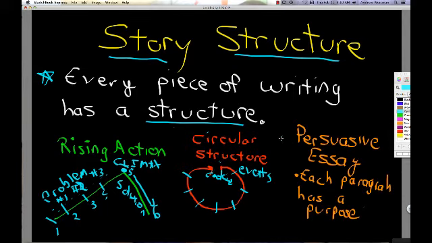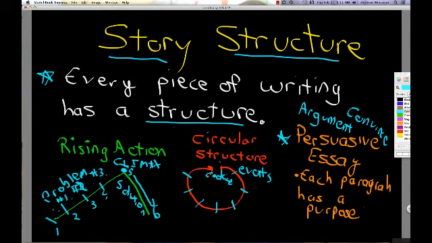A third type of writing is persuasive writing. So persuasive, you're trying to convince somebody of something. Or another way of saying that is you're creating an argument. And it's not that you're creating a fight, but you're justifying. You're saying, I'm convincing you of my point of view. And in this type of writing, each paragraph has a specific purpose.